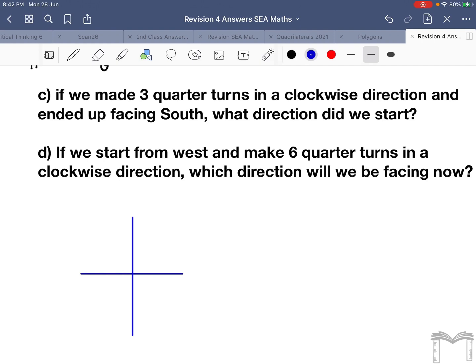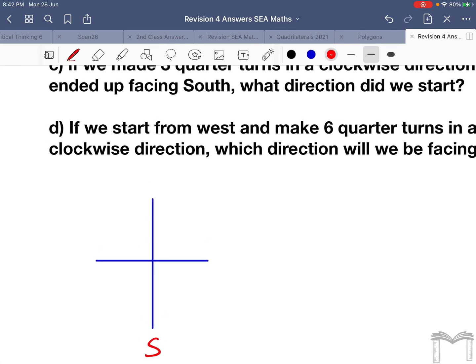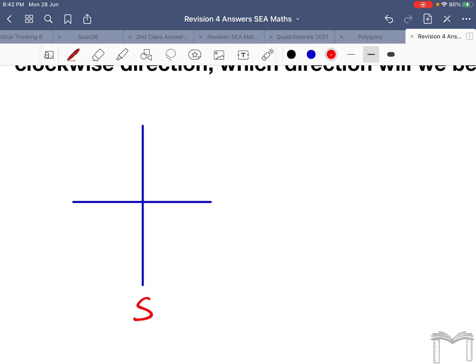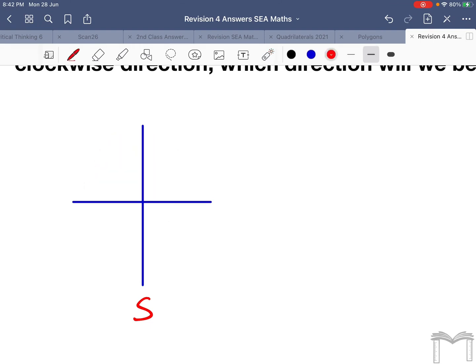So we ended up facing south, and we made 3 quarter turns in a clockwise direction. So what we can do, we can move in the opposite direction to determine where we started. So that will be 1 quarter turn, 2 quarter turns, 3 quarter turns. So it means that we started west, right?